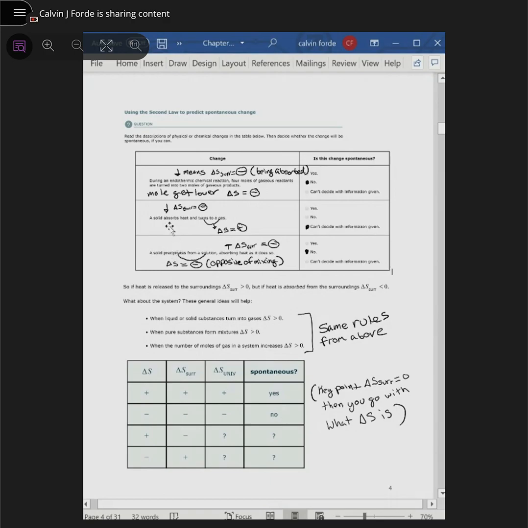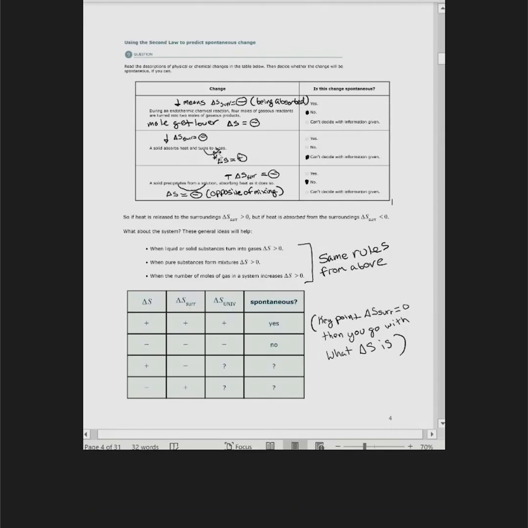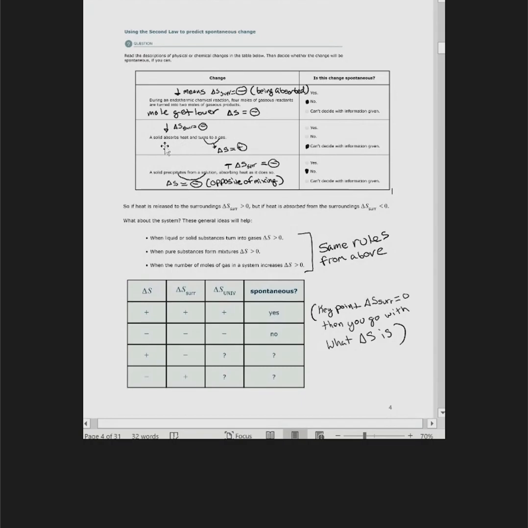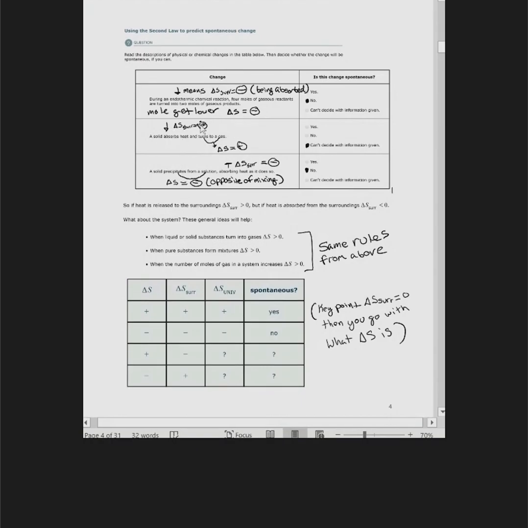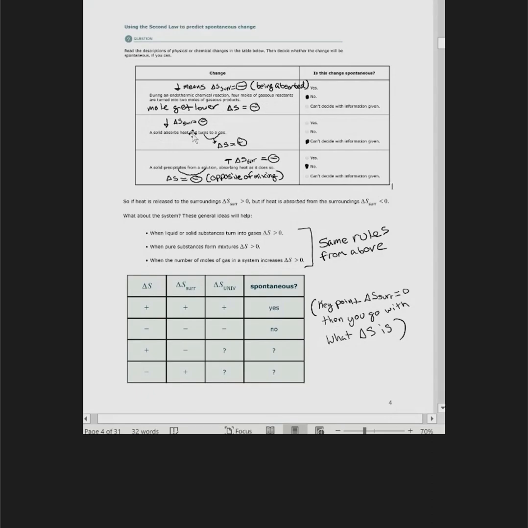Next one, a solid absorbs heat and turns into a gas, right? Perfect. Well, absorbing heat means you're taking energy from somewhere else. So you're taking energy from the surroundings. So automatically, I know my surroundings is going to be negative, right? Delta S surroundings.